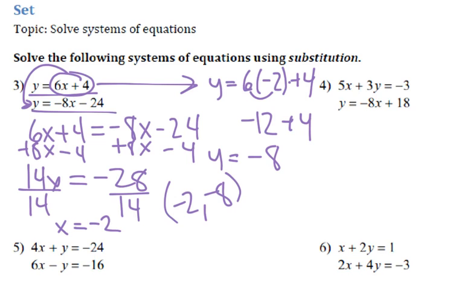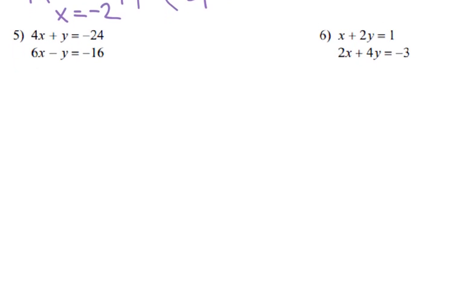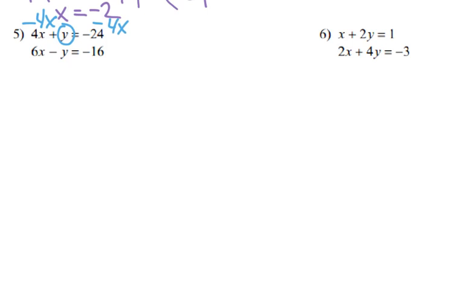Alright, let's take a look at number 5 now. We'll jump down here. So now I don't have any solved for y. So I've got to figure out which one I want to solve for. I would probably solve for that y. So I need to subtract a 4x. So I get y equals negative 24 minus 4x, because I can't combine a number and the x's together. Now I can take that and substitute it in for y.